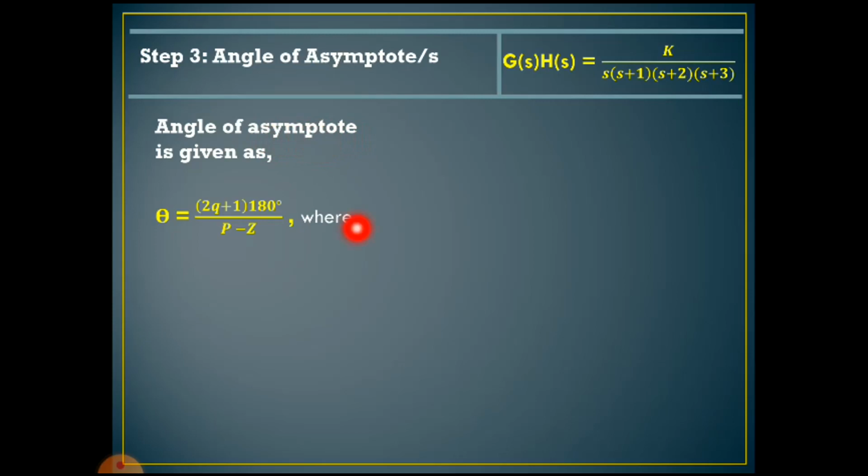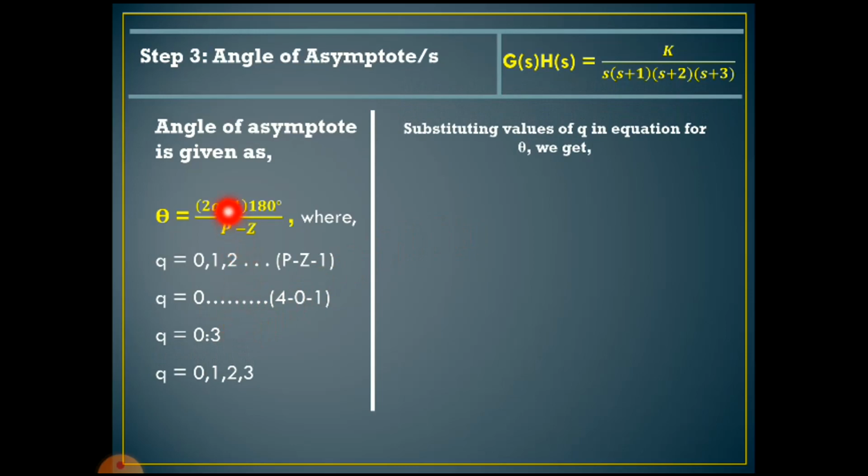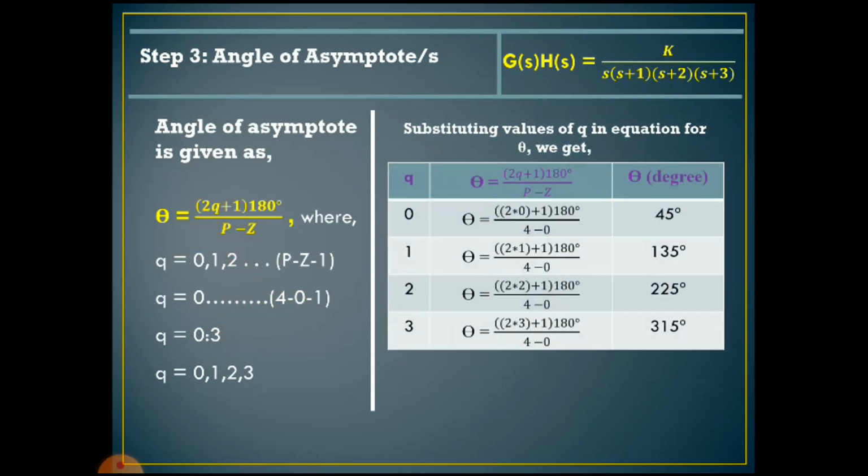So now here we know that there are 4 poles, so p is equal to 4, and we know that there are no zeros, so z is equal to 0. So what is q here? q is varied as 0, 1, 2 until p minus z minus 1. So we will substitute the values of p and z. 4 minus 0 minus 1 is 3. So we should vary q from 0 to 3, that is 0, 1, 2 and 3. Now if we substitute the value of q as 0, 1, 2, 3, we will get different values of theta, and that is calculated here.